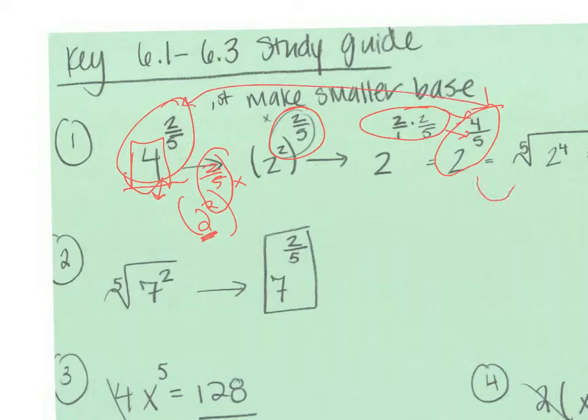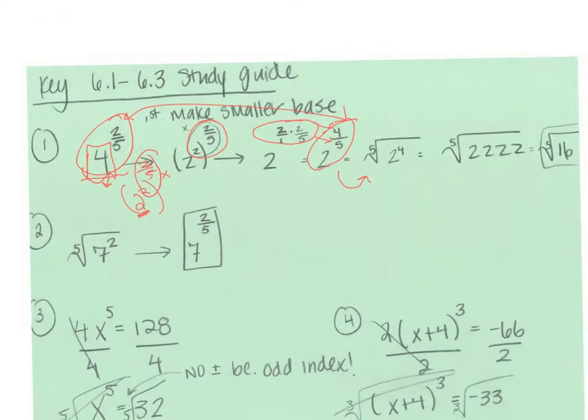Then we can convert to radical form, and the index is 5, so that goes right there, and then 2 raised to the 4th goes underneath. Remember, the power is telling us we have 4 2's under that radical. In order to take out, we need a set of 5. We do not have a set of 5 underneath, so you multiply what's underneath, and that's how we get the 5th root of 16.